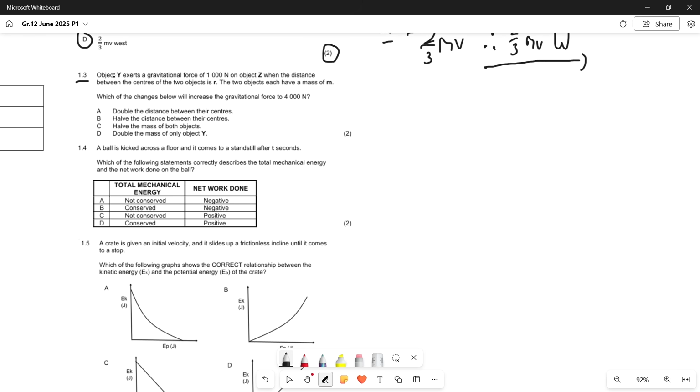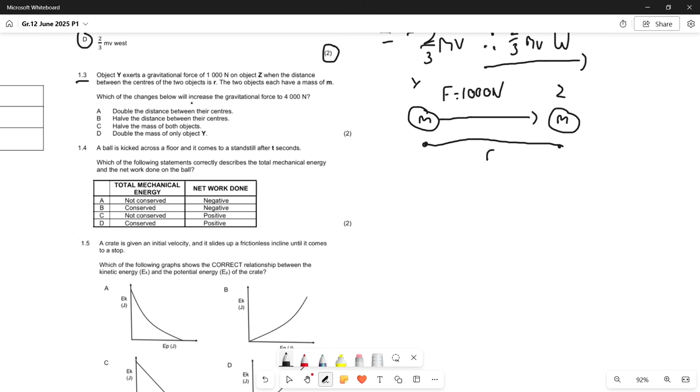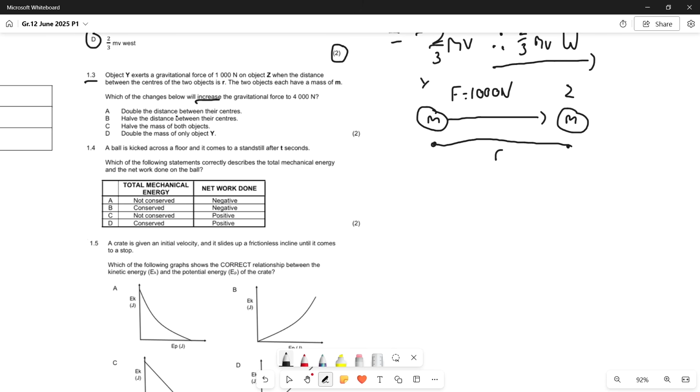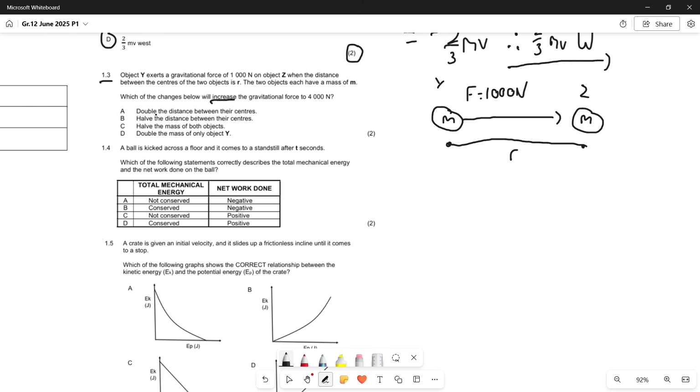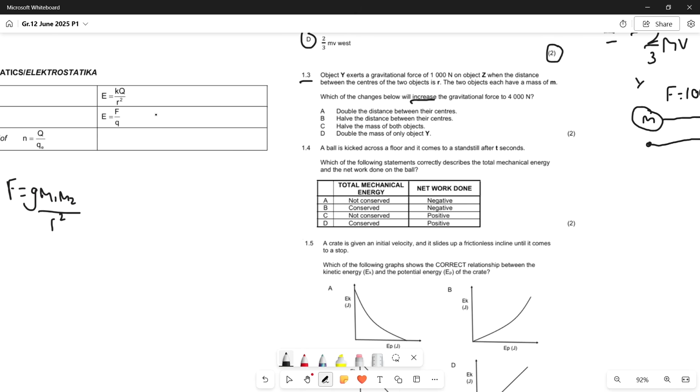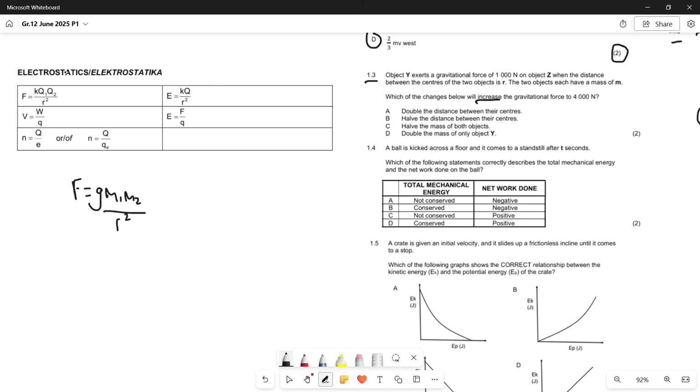So 1.3, object Y exerts a gravitational force of 1,000 newtons on object Z when the distance between the centers of the two objects is r. The two objects each have a mass of m. Which of the changes below will increase the gravitational force to 4,000 newtons? So we have a couple options, but what we need to do first is see which formula we are working with. So at this stage, I didn't copy over the formula sheet for that one, but we are working with this guy over here.